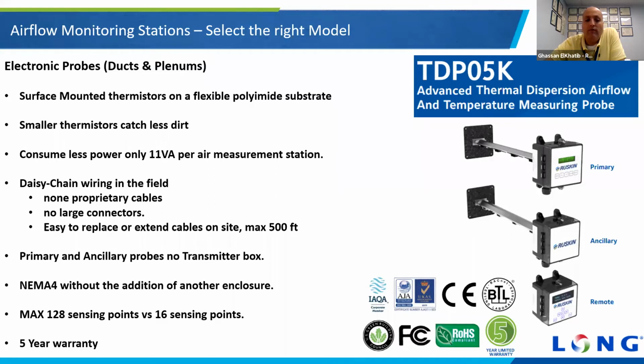These come in a NEMA 4, and you can use up to 128 sensing points. Compare that to previous generations and to the competition, we have the ability to use many sensing ports. Basically, the higher the number of sensing points, the more accuracy you're going to get. So again, this TDP is an excellent product that can be used in ducts and plenums.